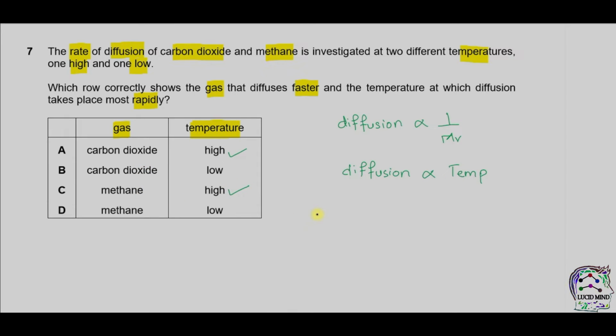Among carbon dioxide and methane, we can find the molecular mass. In carbon dioxide, we have 1 carbon, atomic mass 12. We have 2 oxygen, so collective mass for 2 oxygen is 32. So overall, the molecular mass is 44. For methane, we have the formula CH4. 1 carbon is 12 and we have 4 hydrogen atoms, so it will be 4. Overall molecular mass is 16. So therefore methane will diffuse faster as compared to carbon dioxide as its molecular mass is less. Correct option is therefore part C.